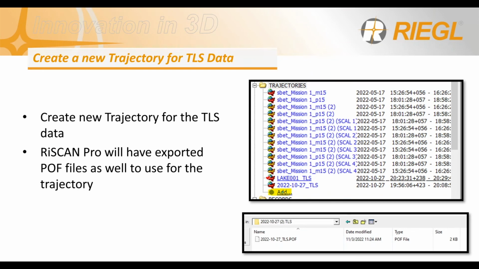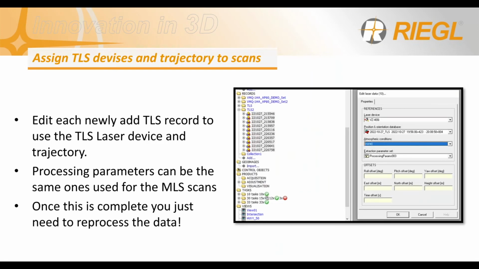When we did the export to RiProcess, RiScan Pro actually created a POF for us to use as a trajectory for RiProcess. So we need to go in and add that trajectory in. Once we have all of that added and our devices set up, we go through and set up all of our scan records to those new devices. We then go through and add processing parameters. I would recommend using the same parameters as you would for a mobile collect. And once that's done, you're able to process the data.